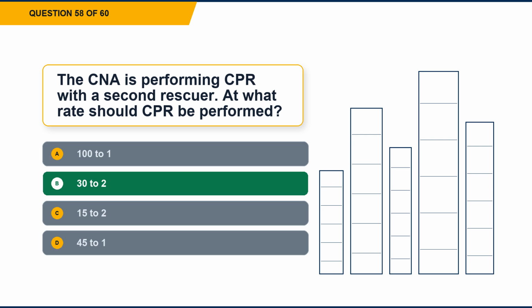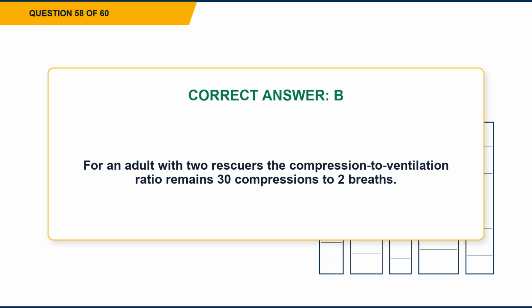The correct answer is option B, 30 to 2. Explanation. For an adult with 2 rescuers, the compression to ventilation ratio remains 30 compressions to 2 breaths.